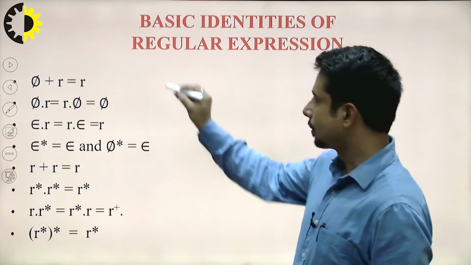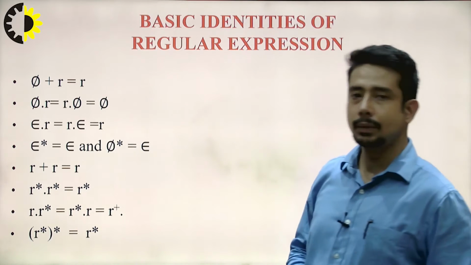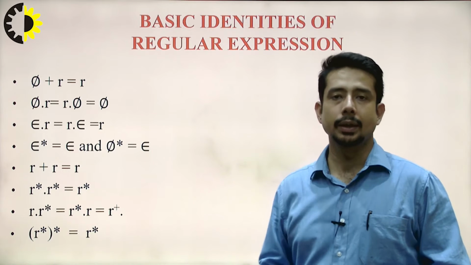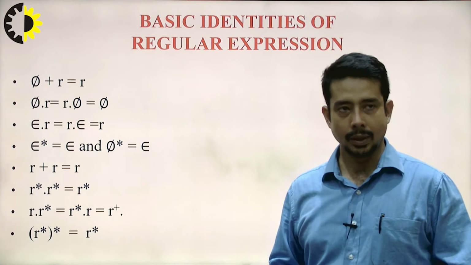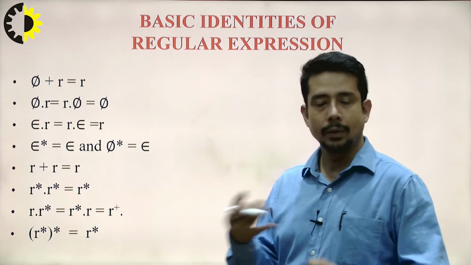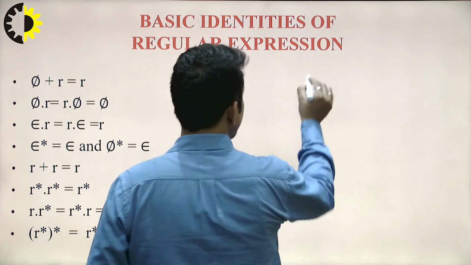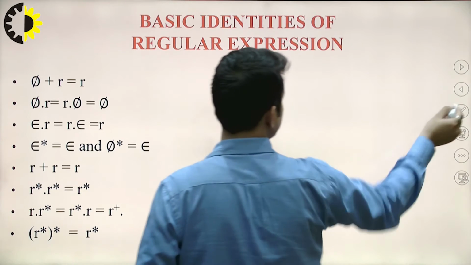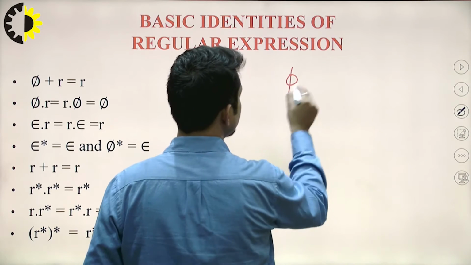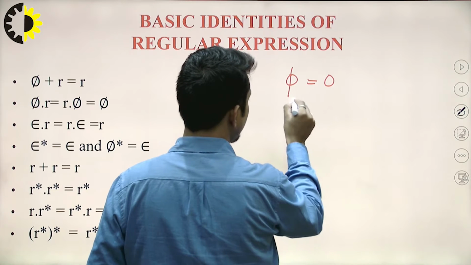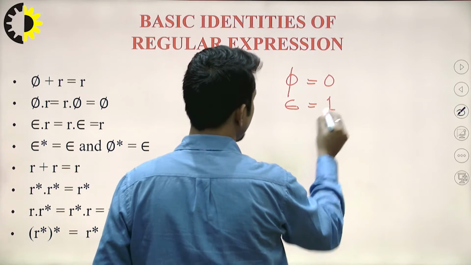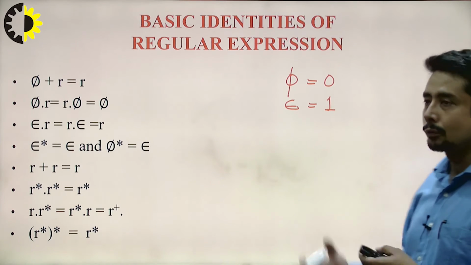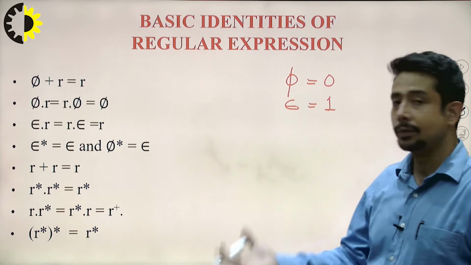Now these are some of the identities that we will be discussing, and these are the identities with the help of which you can simplify a particular regular expression. Always remember, while we talk about expressions, phi is represented by 0, and epsilon is represented by 1. This is very important for your solution or simplification part.